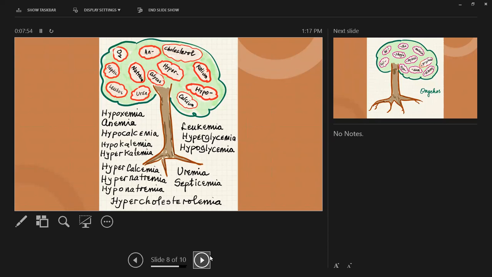Hypernatremia is high levels of sodium in the blood. Hyponatremia is low levels of sodium in the blood. Hypercholesterolemia is high levels of cholesterol in the blood. Leukemia is high levels of white blood cells in the blood. Hyperglycemia is high level of glucose in the blood. Hypoglycemia, low levels of glucose in the blood. Uremia, high levels of urea in the blood. Septicemia, bacterial infection in the blood.